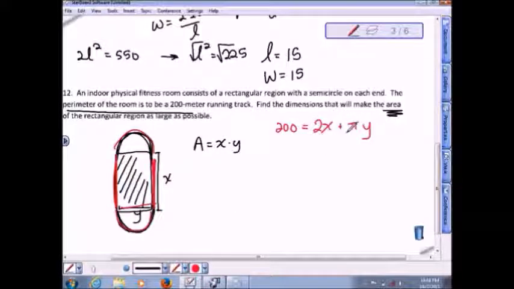So this is the perimeter. Now we just need to solve it for one of the variables. If we wanted to solve for x, for example, we could subtract pi y. So we have 200 minus pi y is equal to 2x. And we can divide everything by 2.